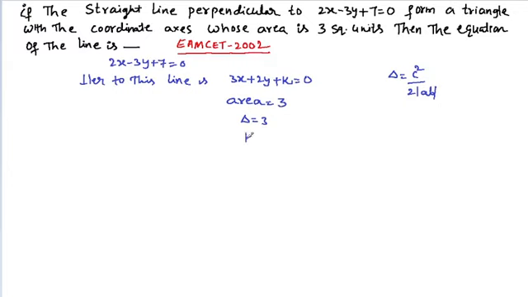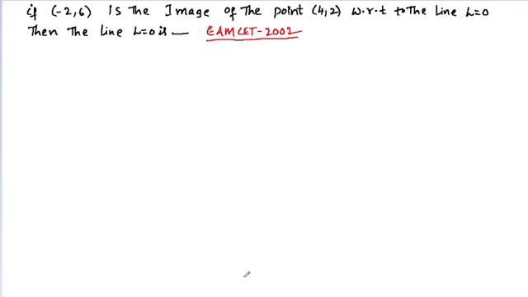That is, 3 is equal to k square by 2 into mod ab, that is 3 into 2. So therefore k square is equal to 36. Therefore k is equal to plus or minus 6. Substituting the k value in that line, that is 3x plus 2y plus or minus 6 is equal to 0. This is the equation of the line perpendicular to the given line and whose area is 3 square units with the coordinate axes.